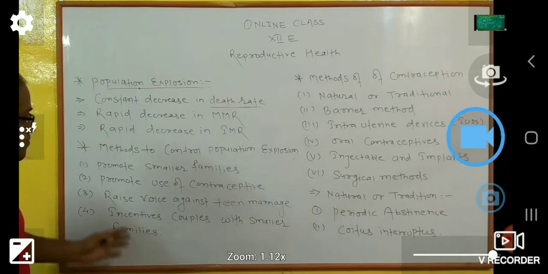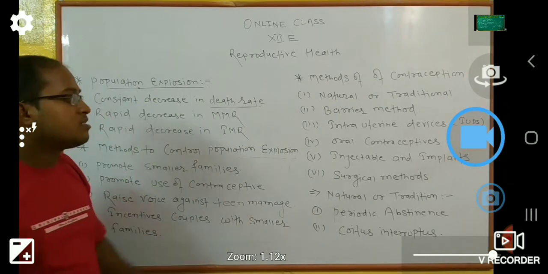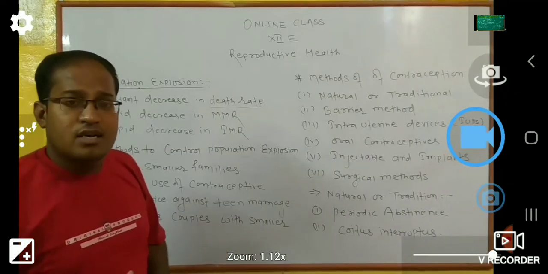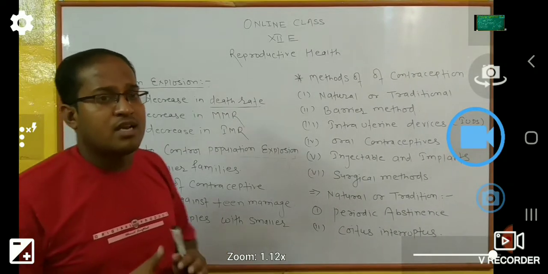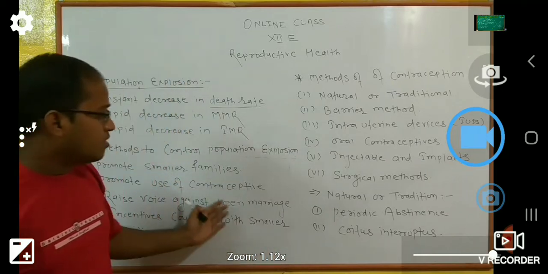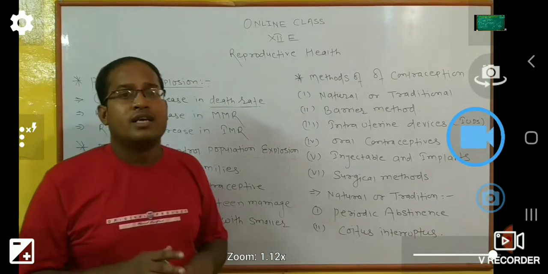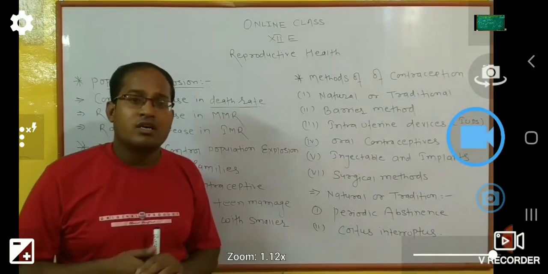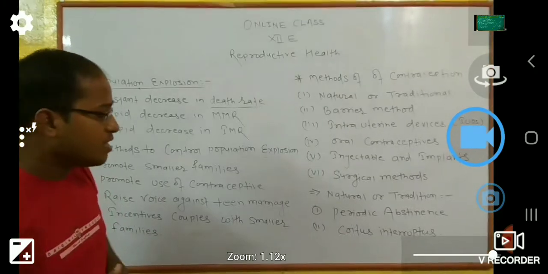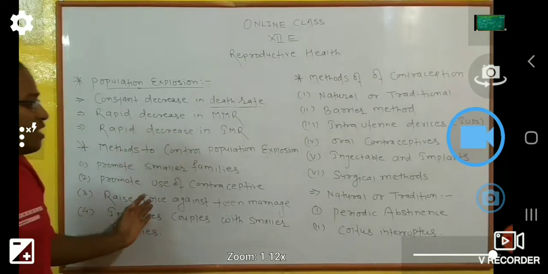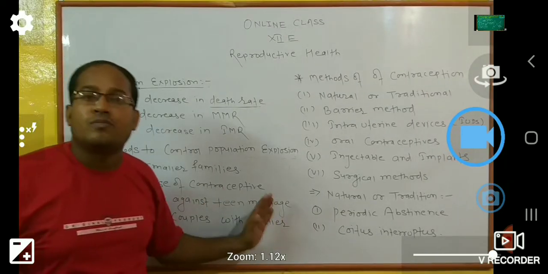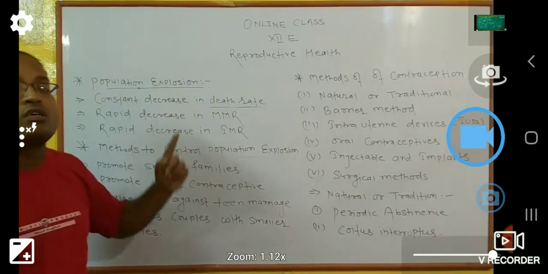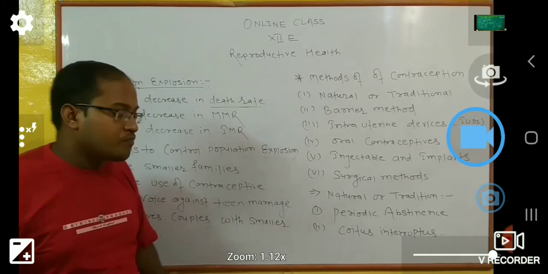Next, raise your voice against teen marriage. There is a district of Rajasthan where males and females get married at a very young age, like 10, 12 and 13. In Hindi we call it bal vivah, if you are familiar with that term. We have to raise our voice against teen marriage. It should be prohibited and banned. That's how population explosion can be stopped.